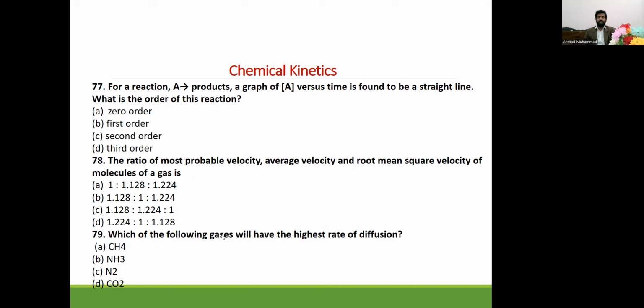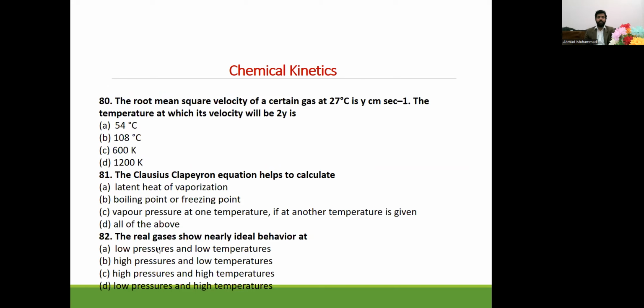Which of the following gases will have the highest rate of diffusion? CH4, NH3, N2, CO2. So the right option from these options is B, NH3.